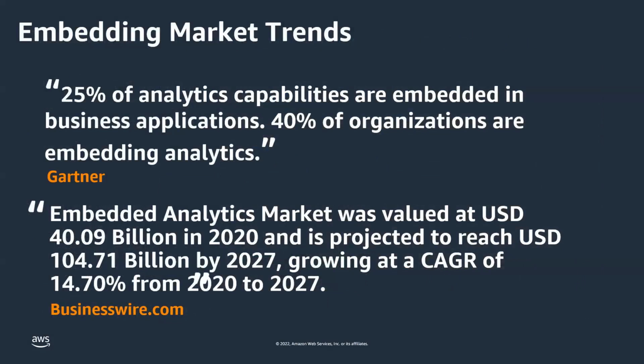Moving on to our topic for today's discussion. As per the recent market trends on embedding, as observed by Gartner, 25% of analytics capabilities are embedded in business applications, and 40% of organizations are embedding analytics. Similarly, we have a trend quoted by businesswire.com. As you see, the embedded analytics market will grow significantly by 2027 at a compound annual growth rate of 14.7%.